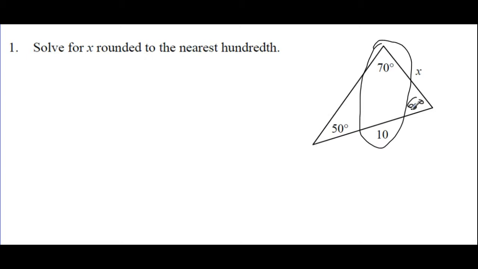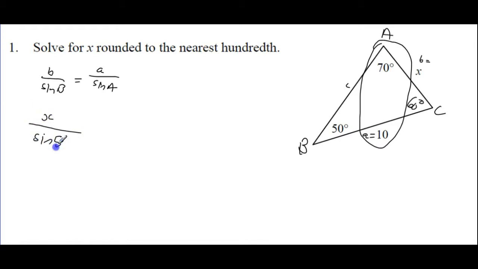Okay, so let's set this up. So let's name this. This will be A. This will be little a. We'll call this B. This will be little b. We'll call this C, and that's little c. So the form that we want is little b over sine of angle B is equal to little a over sine of angle A, just based on the naming. I probably should have named these guys A, but it doesn't matter. So we substitute in x over sine 50 degrees is equal to 10 over sine 70 degrees.